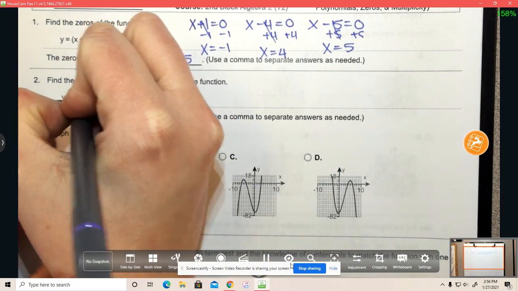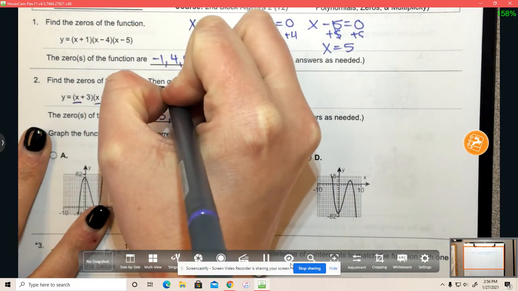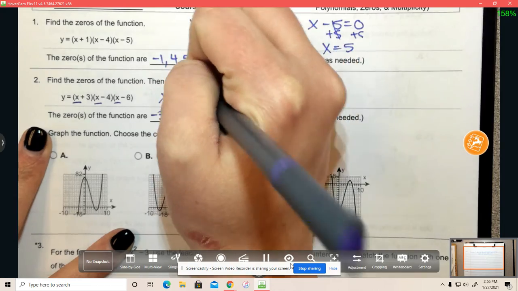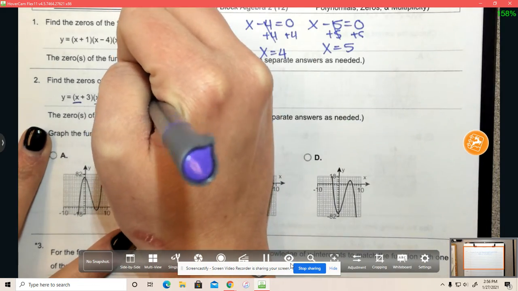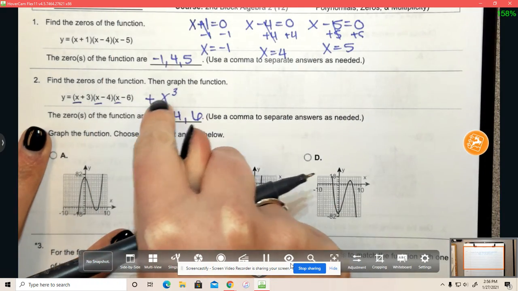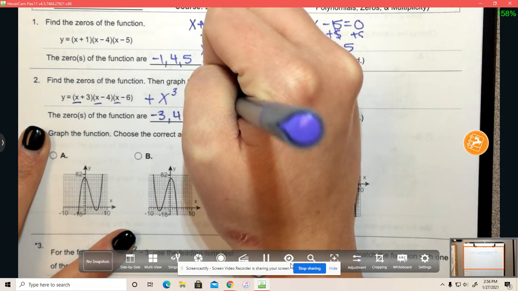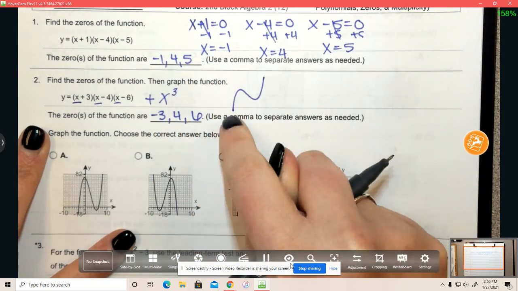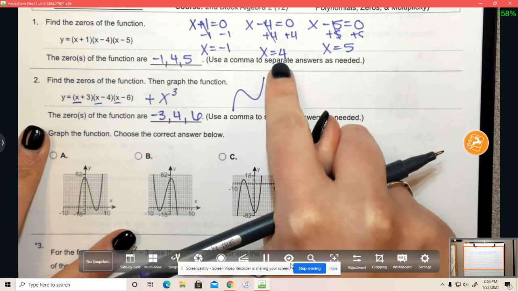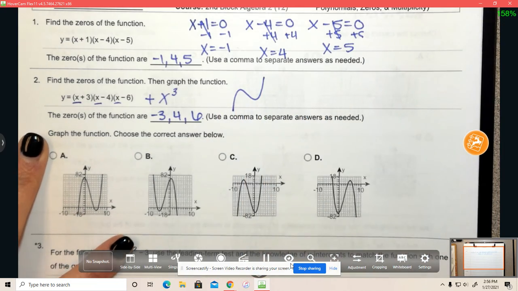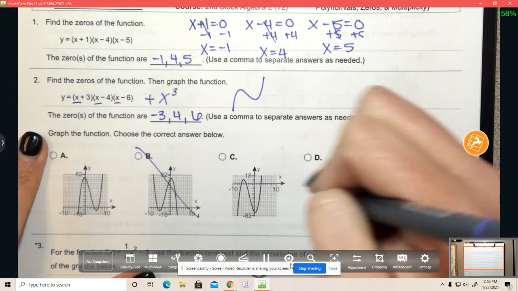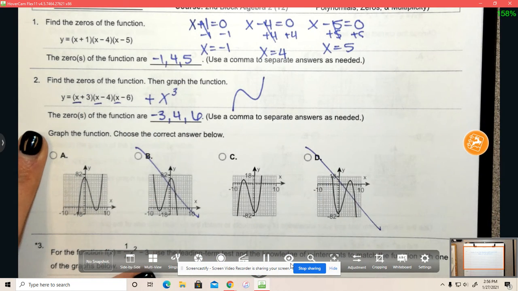So we have x times x times x, and so that would give us x cubed. That means that we have a positive coefficient and an odd exponent, or odd degree. So that means it's going to look something like this. Our ends are going to be opposite and we're going to be going up. Okay, so I can narrow out B and D pretty easily.